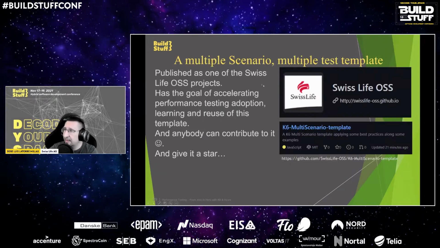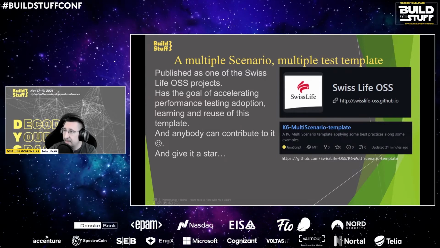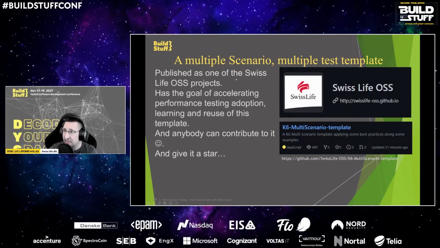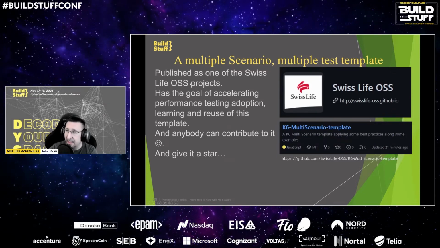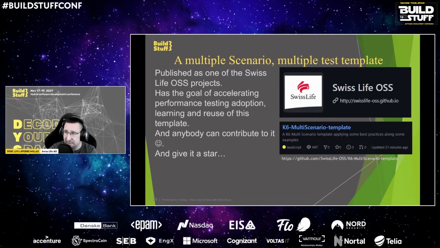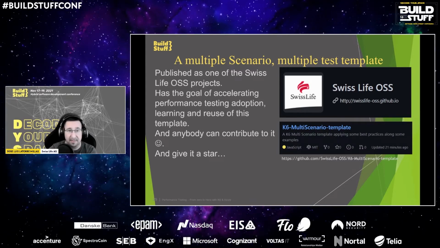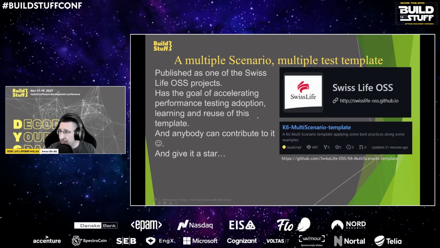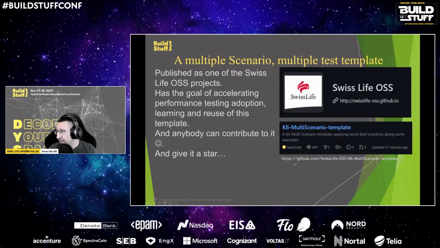A couple of things here: what I show you is a multiple scenario, multiple test template, which is published. So you can get the code right now right here as one of the Swiss Life open source projects. This has the goal of accelerating performance testing adoption and learning how to use the template, and of course, to promote that everybody that uses it, if you want to add some additional functionality, you add it, and well, everybody benefits essentially, which is the goal of open source.